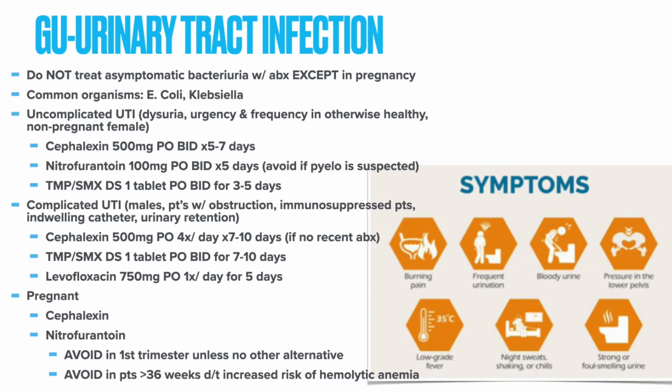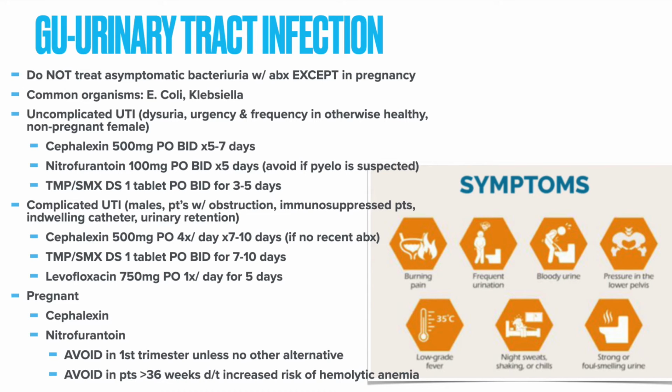And this is because there's an increased risk of hemolytic anemia. Literature also divides the remaining patients into two categories. So there is uncomplicated urinary tract infection and then complicated urinary tract infection. So uncomplicated patients, this includes patients who have dysuria, urgency, frequency, and otherwise healthy non-pregnant females. That's your uncomplicated. And they're treated with cephalexin, nitrofurantoin, or Bactrim. Those are the options presented here.